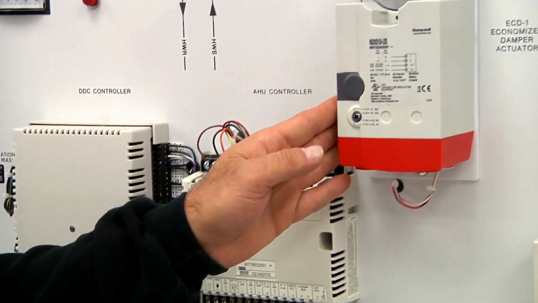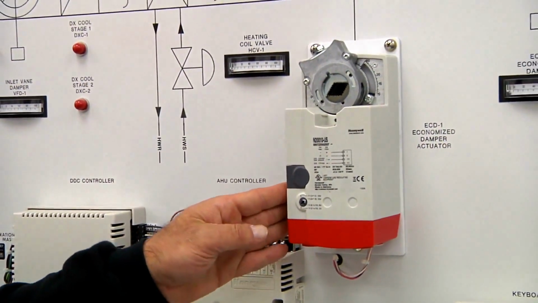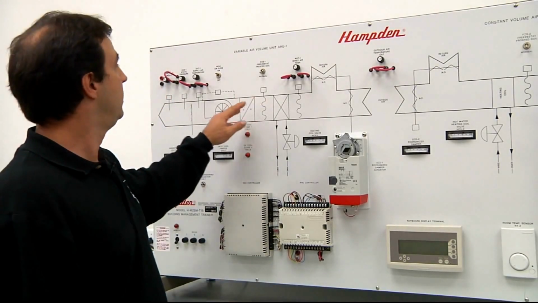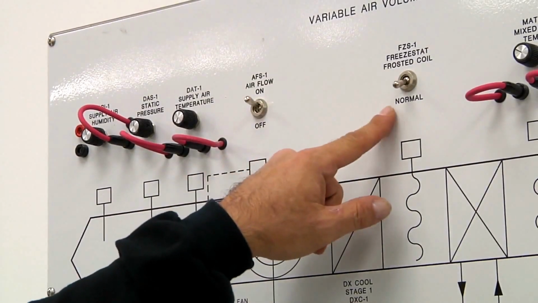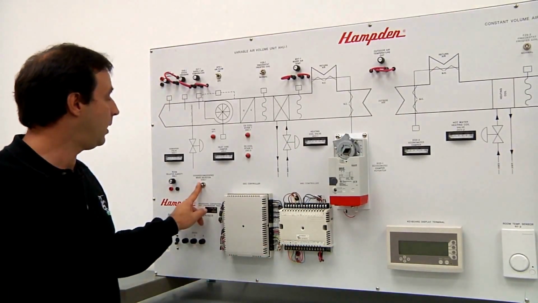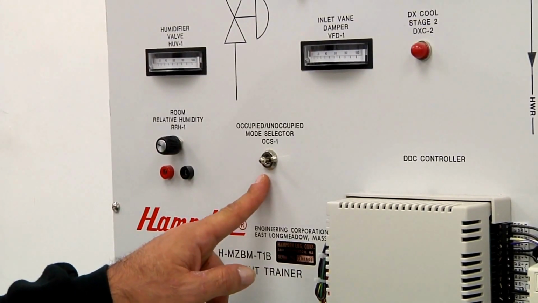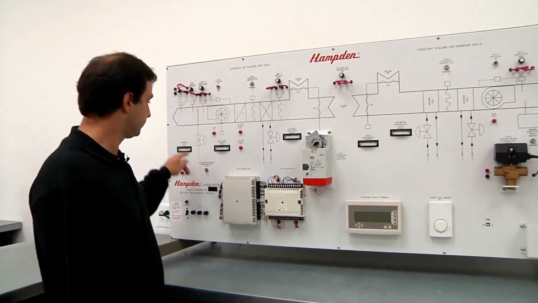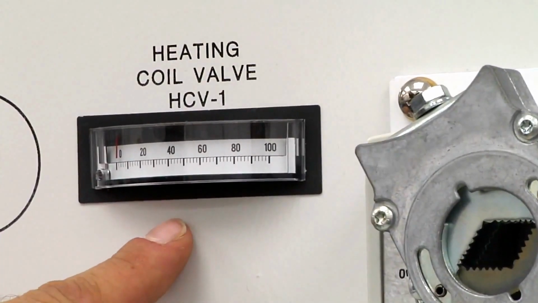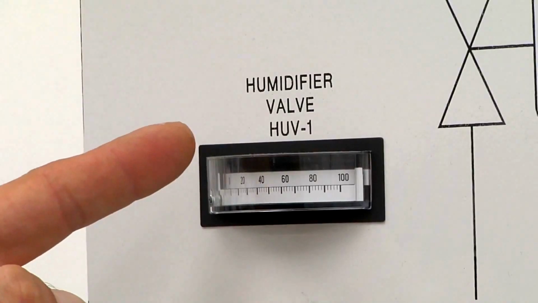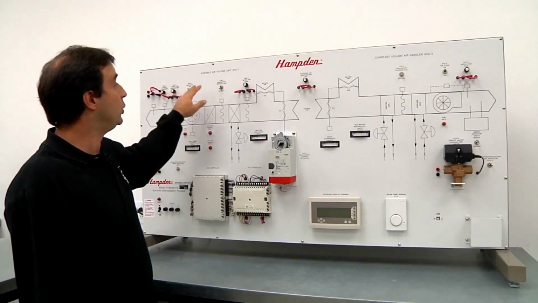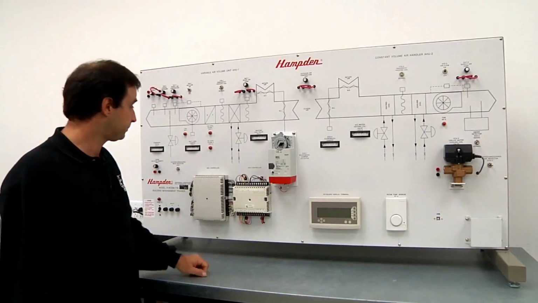We have a damper motor, which simulates our economizer damper on our variable air volume system. We have several switches, including an airflow switch and a freestat to simulate our safeties. We have an occupied-unoccupied switch, which is used to set the mode of operation. Several gauges, which reflect the percentage of our heating valve, our humidification valve, and also our inlet vane damper valve, which is used in the variable air volume system.